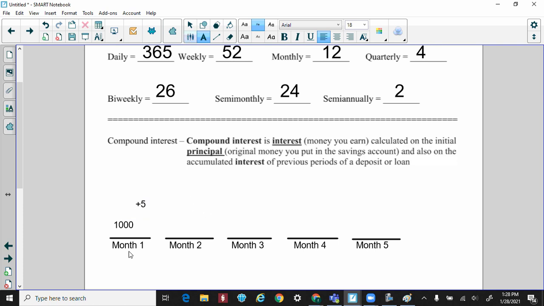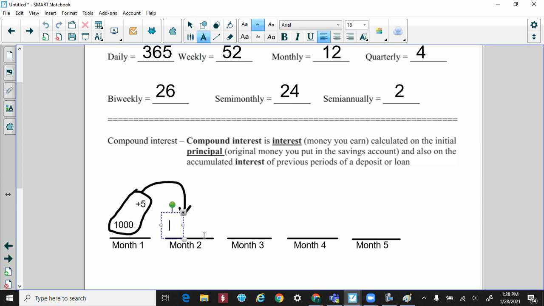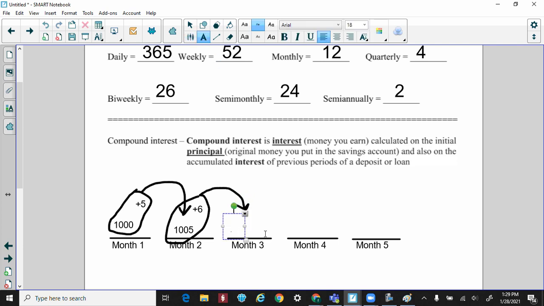That means if I was to leave this money in the account and not even touch it, in month 2, I would now have $1,005. Notice how my money has grown. If I leave it in another 30 days, and let's say it adds $6 in interest, we're going to take this amount of money and go to month 3. Now we're going to end up with $1,011. And then let's say, again, I'm just playing with numbers to make life a little friendlier, every month I'm getting more and more interest.